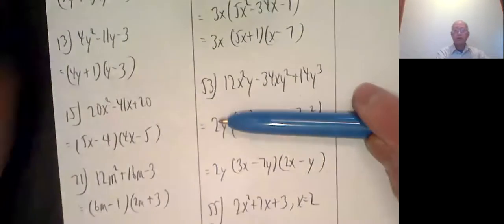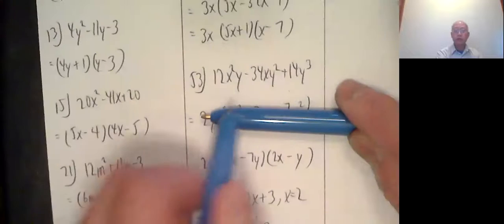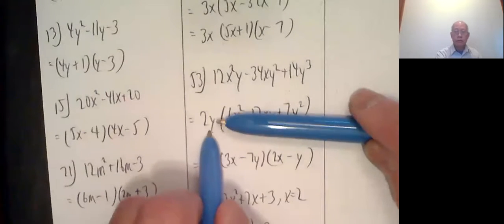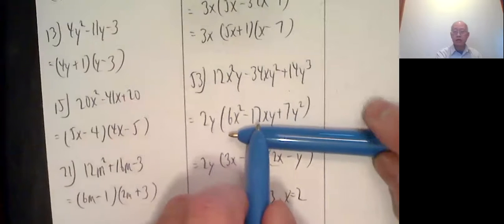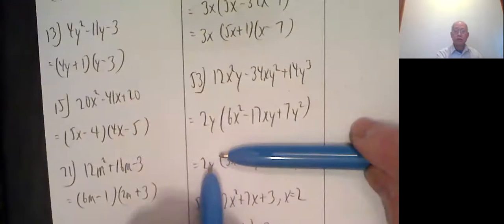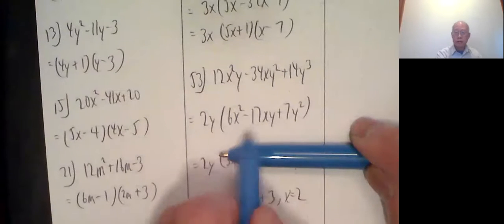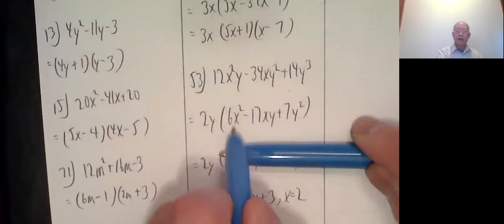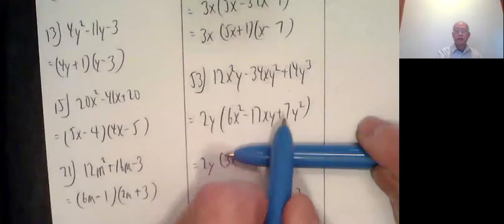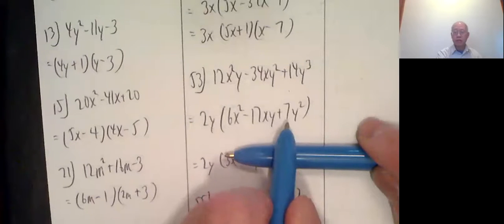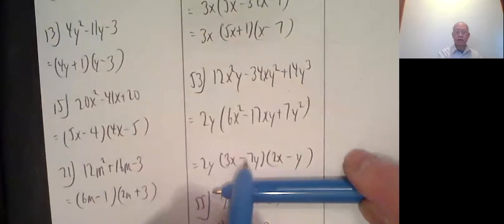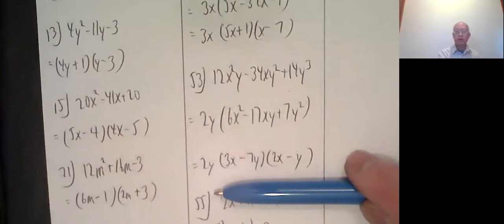Okay, this one, common factor is 2. They also all have a y. So 2y, 6x squared minus 17xy plus 7y squared. Okay, so leave that alone. A minus and a plus means they're both minuses. X squared has got to be x times x. Y squared has got to be y times y. 7 has to be 1 times 7. And then most likely there's going to be a 2 and a 3. So there it is, 3x minus 7y, 2x minus y. Double check with FOIL.